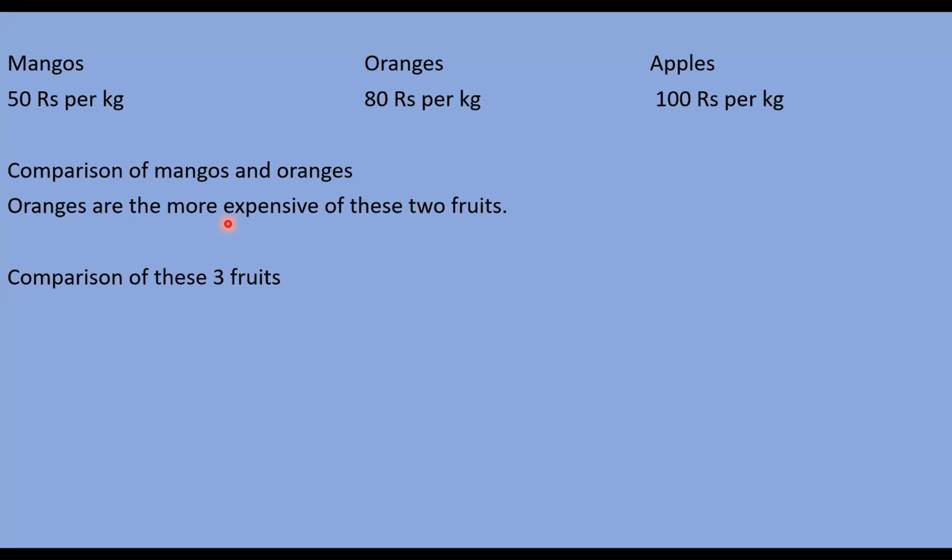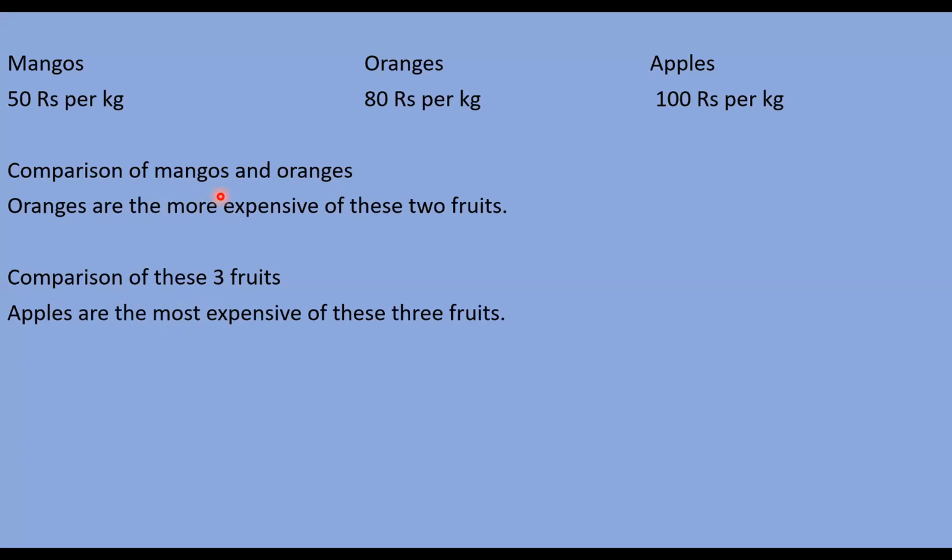So if you make a comparison of these three fruits, we will say this point in this way: apples are the most expensive of these three fruits. You will observe that I have used most here, but in the previous one I have used more. Why? What's the reason behind it? Because we are comparing only two things: mangoes and oranges.